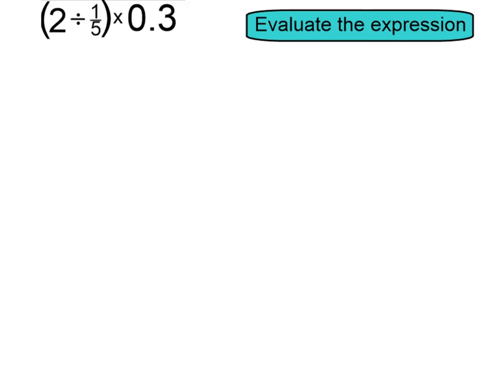This problem is 2 divided by 1/5 and then multiply by 3/10. What I'd like you to do is solve this problem, evaluate this problem, and then bring this in tomorrow. Remember, what's in parentheses is done first, then you are going to multiply by what's out of parentheses after.